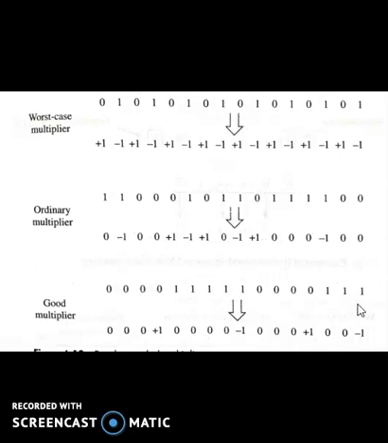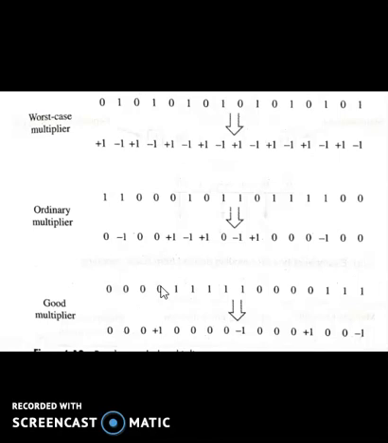And what about a good multiplier? It is a multiplier which reduces the number of steps. Here you can see this is a block of ones. We have 1 2 3 4 5 ones, but those 5 ones are reduced to minus 1 plus 1. Okay, so this is called a good multiplier.